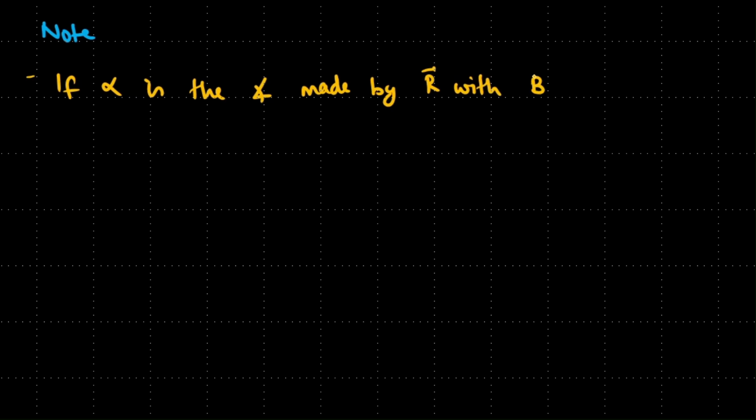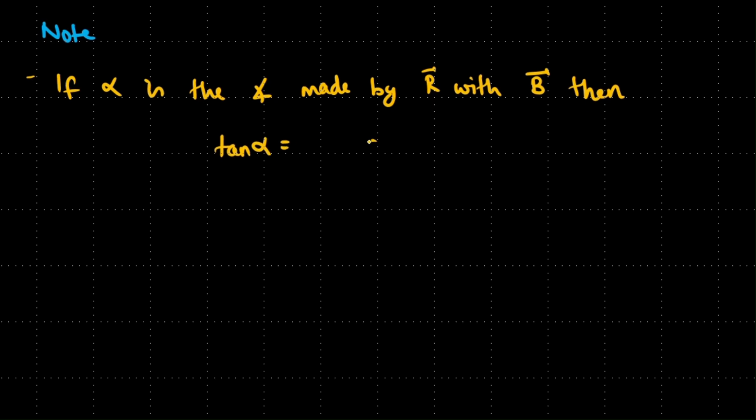So now, a final thing, a note of sorts. You might have a question: if alpha is the angle made by vector R with vector B, then try to find the angle using vector B and vector R. It's pretty similar to what you did with vector A, but you're just changing vector A with vector B. I think that's the right one. I'm not quite sure.